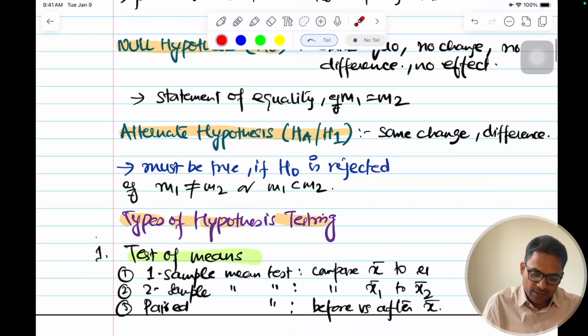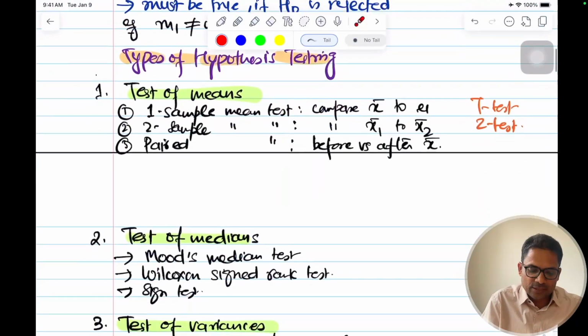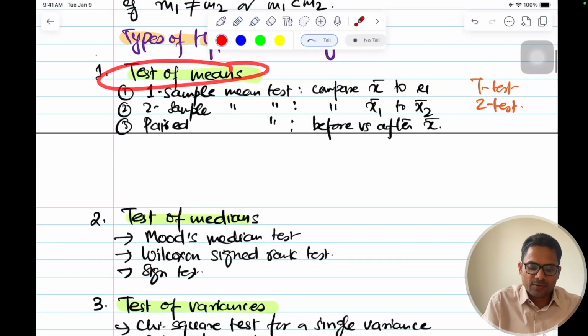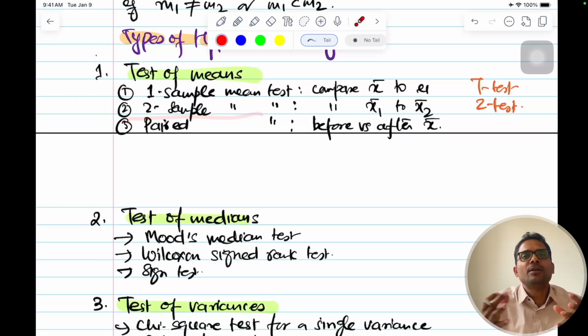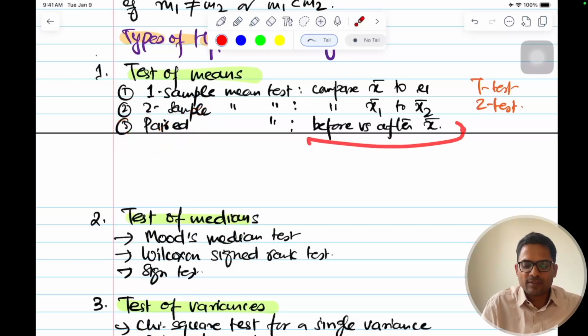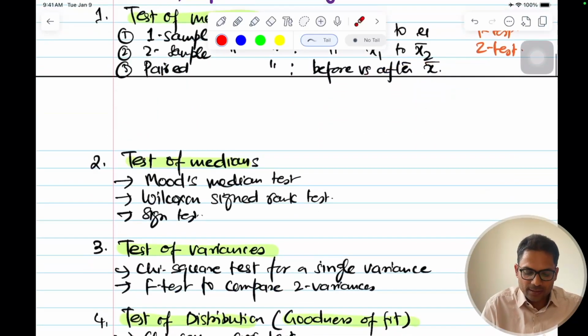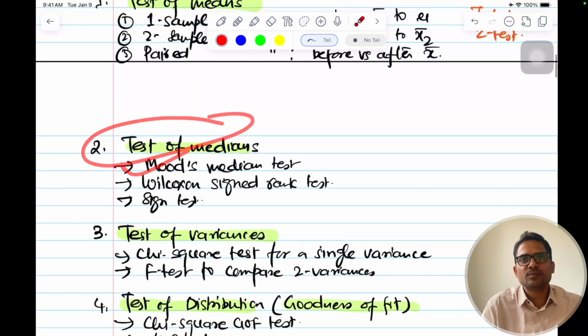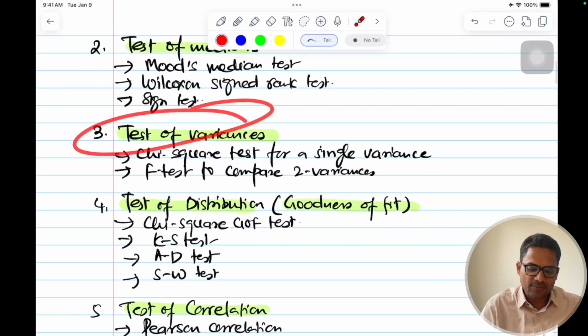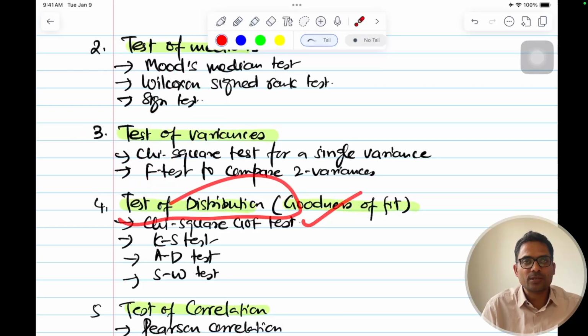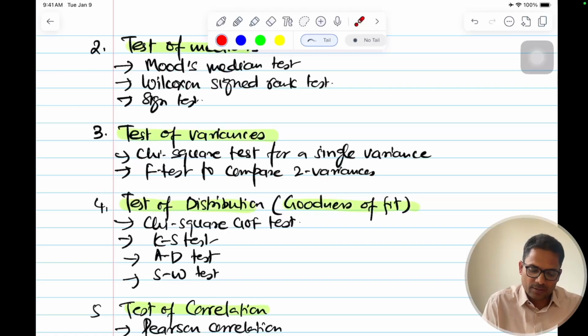Then I told you what the common types of hypothesis testing are. We have tests of means, where in one sample we compare the sample mean with the population mean. Then we have two sample, where we compare the sample means of two groups, and then we have paired testing, which we'll not discuss much, before and after on the same sample. Then there are tests of medians, where Mood's median test is most common. Then we have tests of variances, where we go for the chi-square test and F test. Then we have tests of distribution, which is goodness of fit: are the two distributions the same or not?